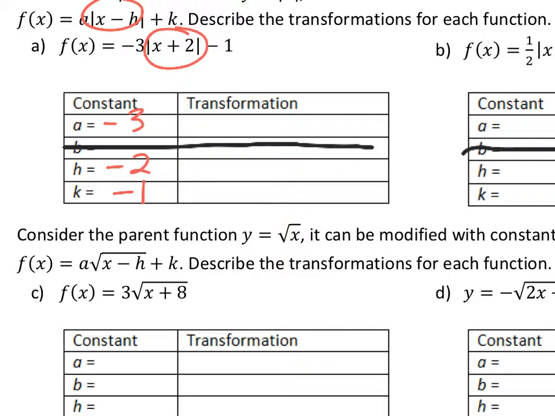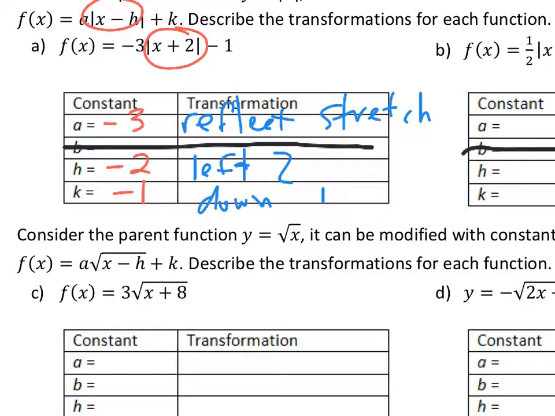So A made this, or the A negative part made it reflect, and the 3 made it stretch. I think I spelled stretch wrong. Nope, looked better the first time. Well, I hope that's right. The H, the -2, tells me that I'm shifting to the left 2. And the -1 tells me I'm shifting down 1.